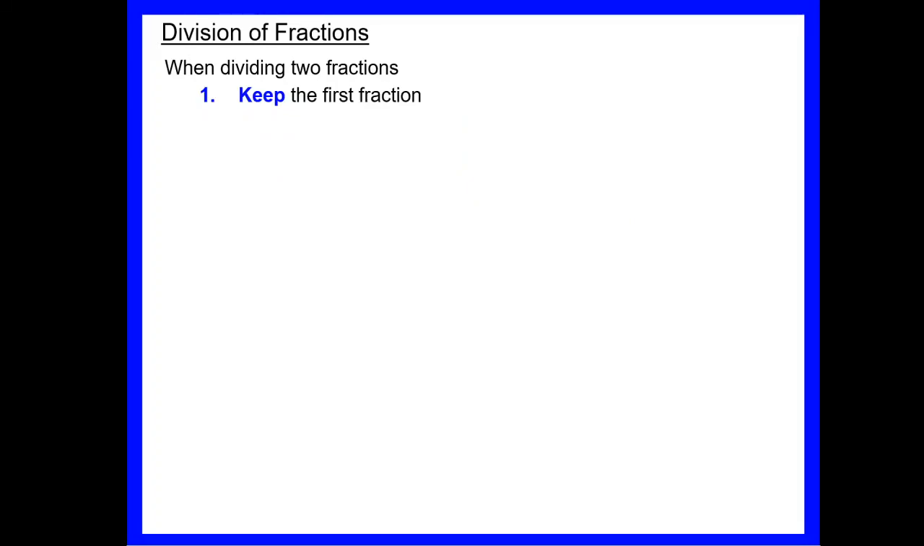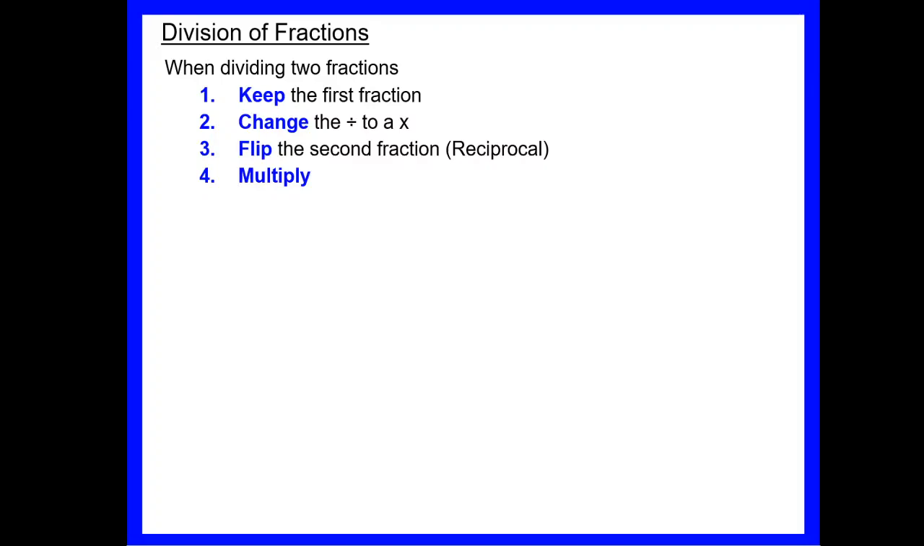The first one is we keep the first fraction, we change the times symbol, sorry about that typing error there. We change the divide to a times, not the other way around, and we flip the second fraction to give us the reciprocal, and then we multiply. So those are the 4 steps we go through if we want to divide fractions. So we don't really ever divide fractions. We change them to multiplications to make it easier for us.